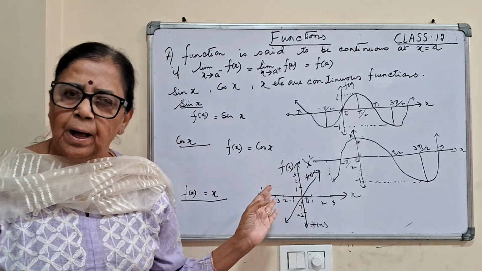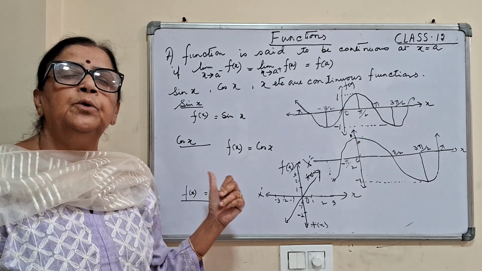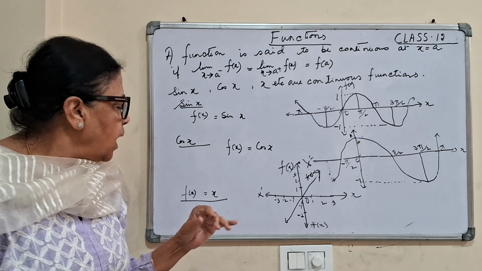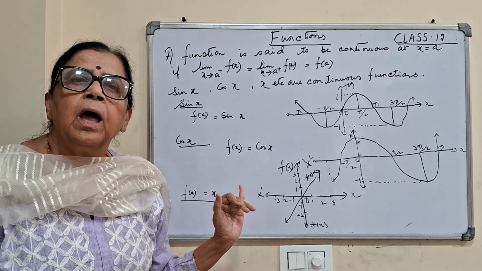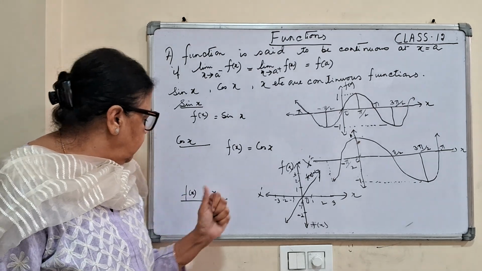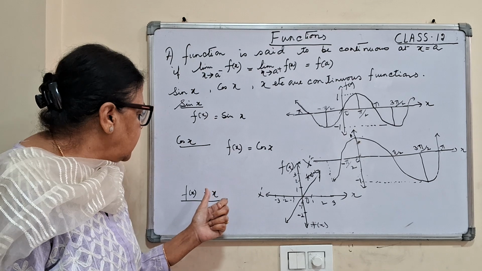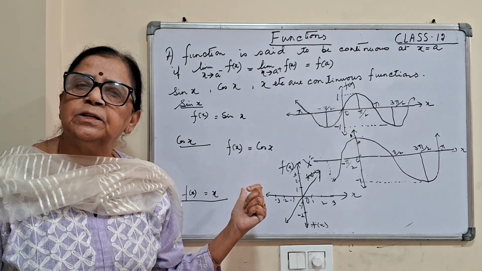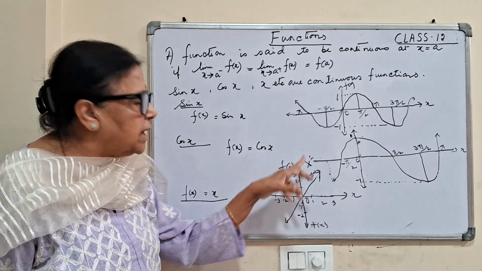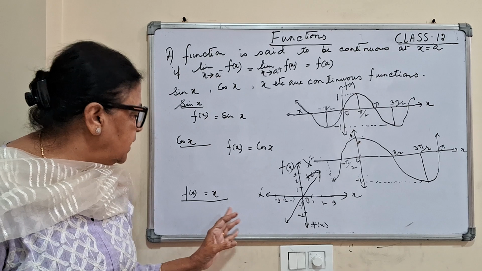If x is equal to 1, then f(x) is equal to 1. Then x is equal to 2, then f(x) is equal to 2. Then x is equal to 3, f(x) is equal to 3. If x is equal to minus 1, then f(x) is equal to minus 1. So it will be a straight line, and this is a degree 1 linear equation.